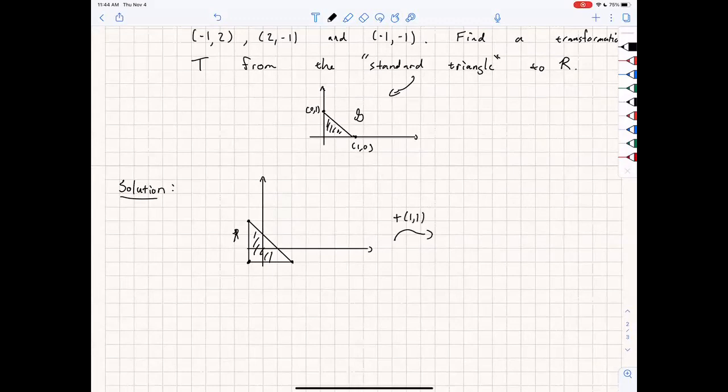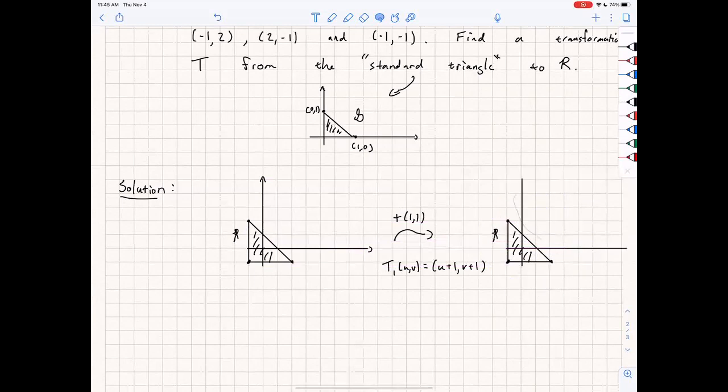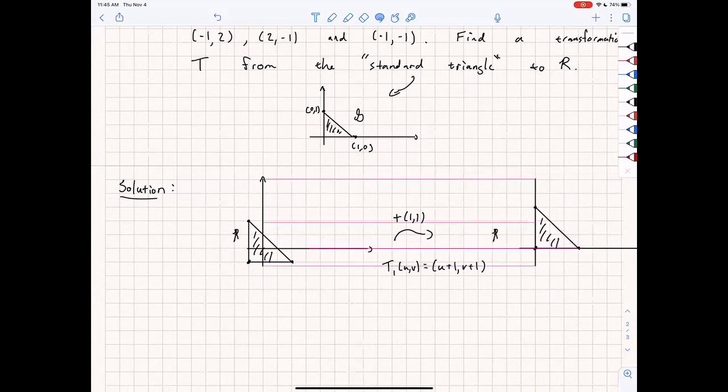So what does that mean? This is a transformation. I'll call it T1 of (u, v), which is equal to (u plus 1, v plus 1). What that's going to do is take everything and bring it over here. It's going to shift everything up one. But now I do have a vertex that's the origin. And this is, if I look at this new triangle, pardon me.